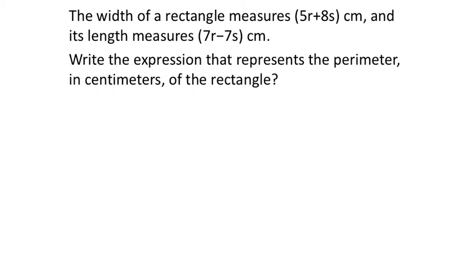So for a problem like this one, we have a width of a rectangle that measures that, and then length is the other one. Write the expression that represents the perimeter in centimeters of the rectangle. So this one right here, right off the bat, I see that they're asking for an expression. So I'm not expecting there to be an equal sign. It's just going to be one expression, and then once we get that expression, we will simplify it.